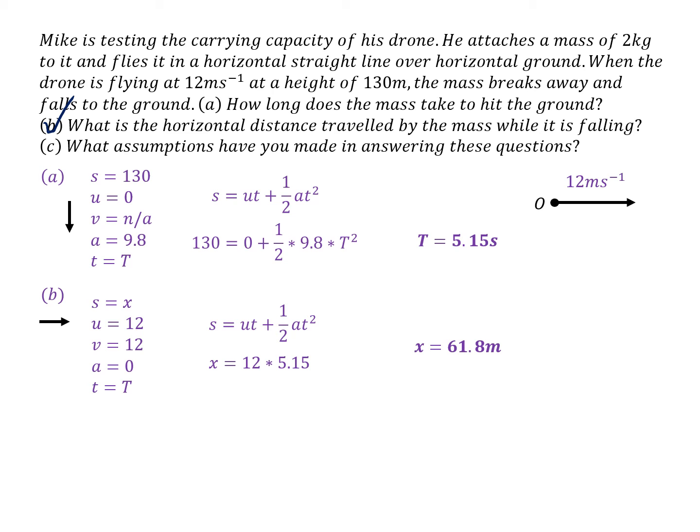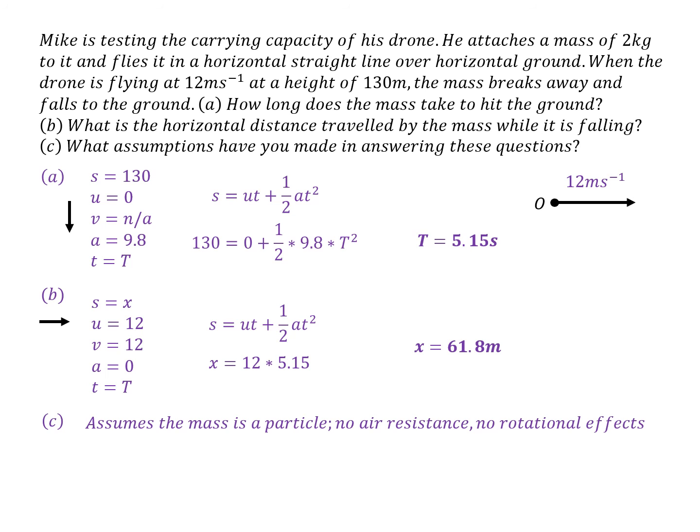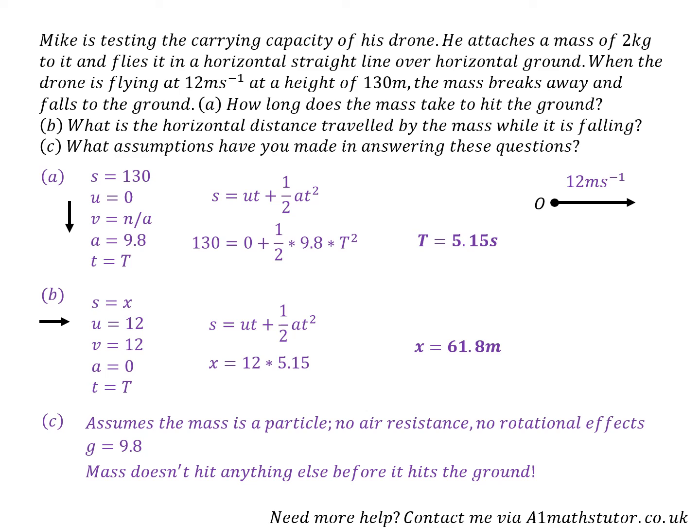What assumptions have we made in answering these questions? Well, in order to apply SUVAT, we need to have constant acceleration, and that is very much helped if there is no air resistance. So by modelling the mass as a particle, we can remove the need to include air resistance, and also to worry about rotational effects. We've also assumed that the acceleration due to gravity is 9.8, and also that it doesn't hit anything else before it hits the ground.